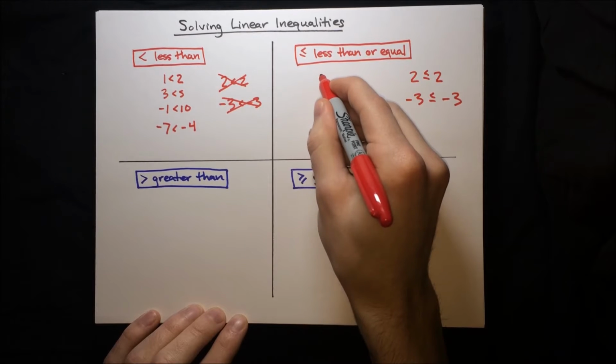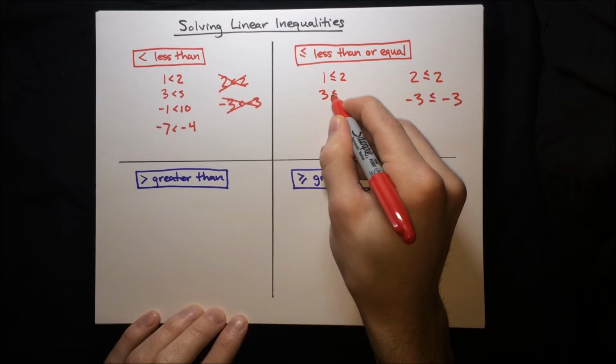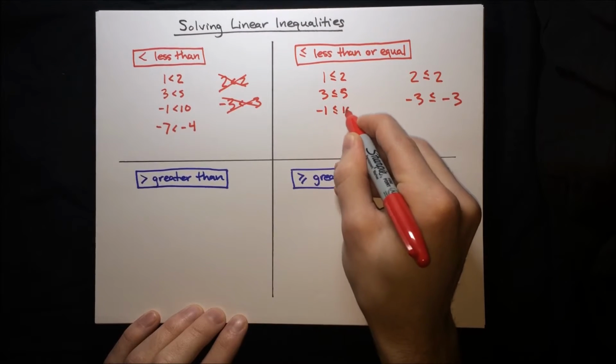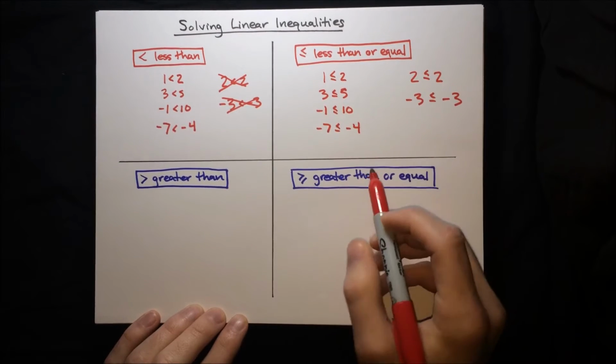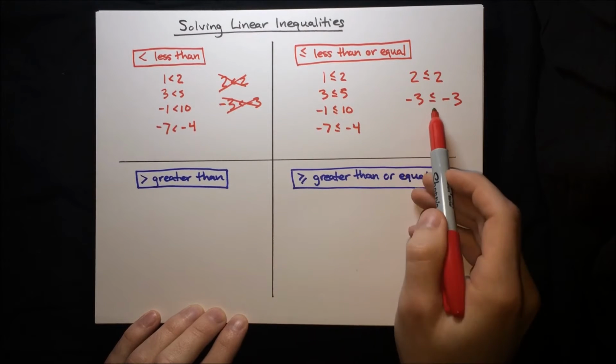Those also hold for less than or equal to. 1 is less than or equal to 2, 3 is less than or equal to 5, -1 is less than or equal to 10, and -7 is less than or equal to -4. So less than or equal is just less than and also allowing equality.